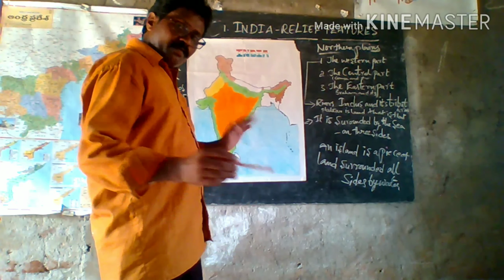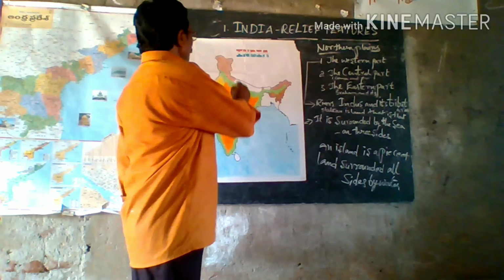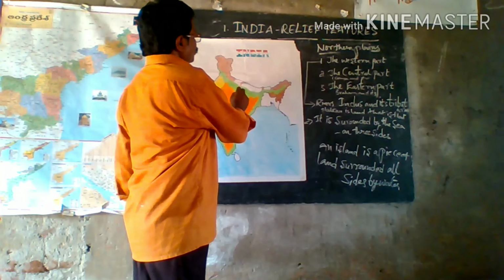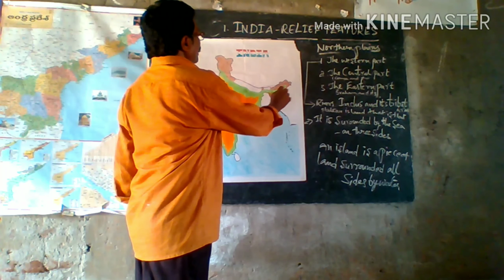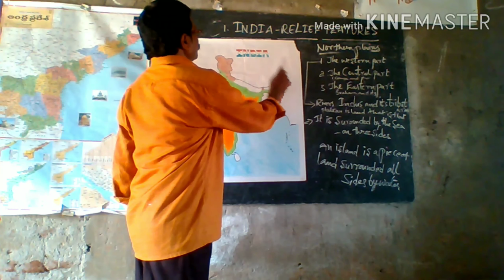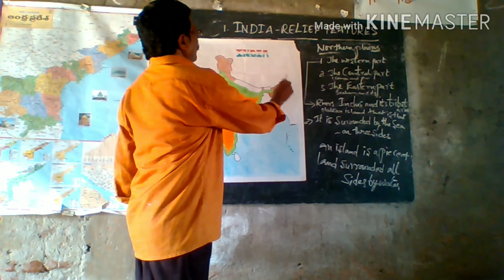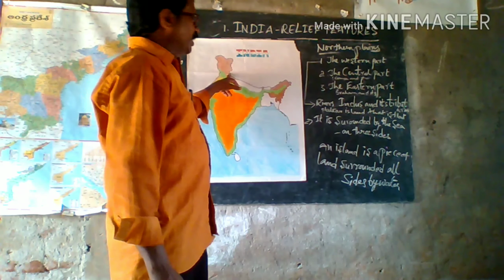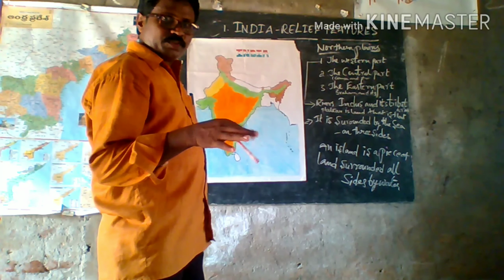And another important thing, already I told that about the Himalayas. What are the Himalayas? The Himalayas are hills. The highest peaks are situated there. K2 or Godwin-Austen, and Kanchenjunga is the highest peak in our country.